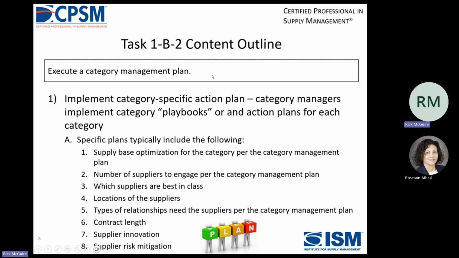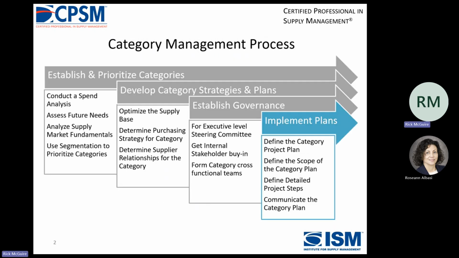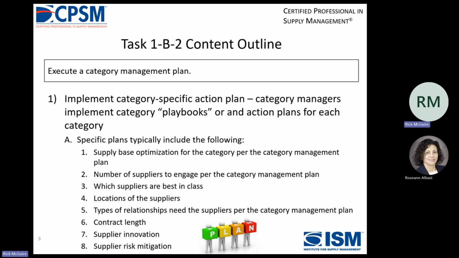So execute a category management plan is the task. Implement category-specific action plans. Category managers implement category playbooks. So remember, this is the process, and the playbook is used to implement this process. So, actions for plans for each category.